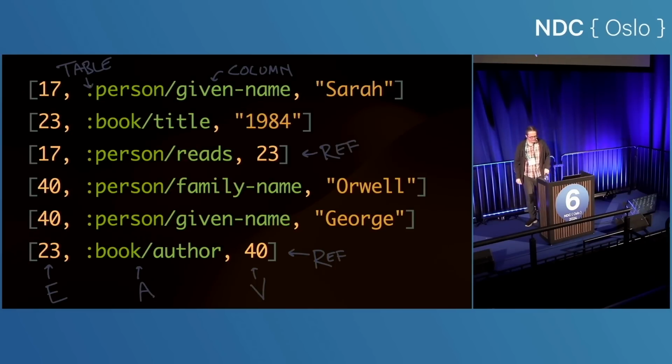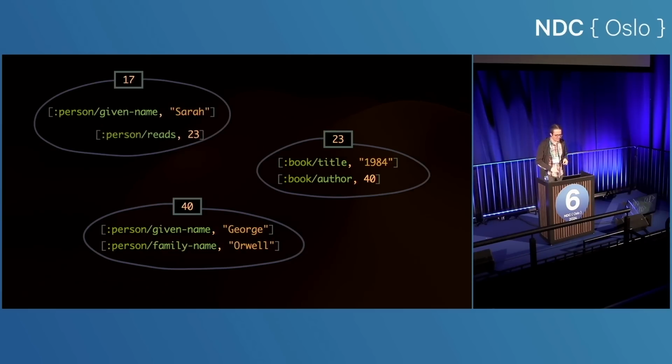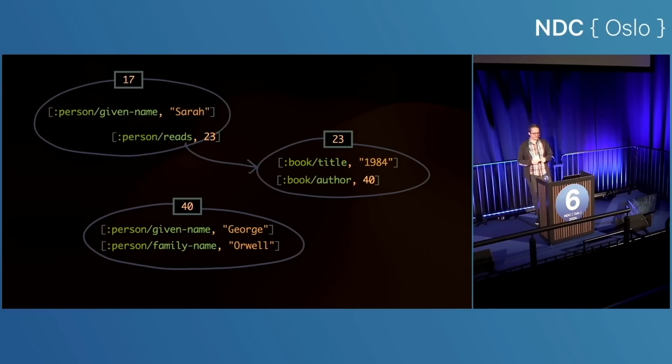So that was tables. But instead of looking at this data in tables, what if we look at them like nodes in a graph? So we have the 17 node, 23, and 40. And then these attributes that are pointing to other entities, they sort of become the edges or the vertices in the graph, right?